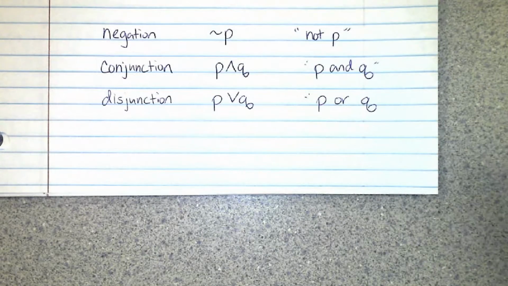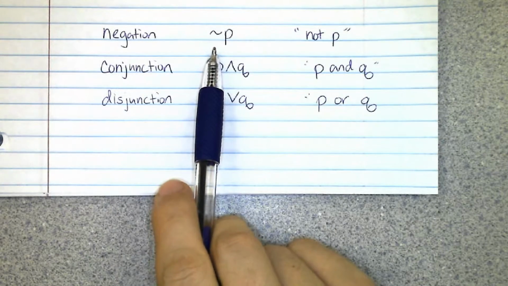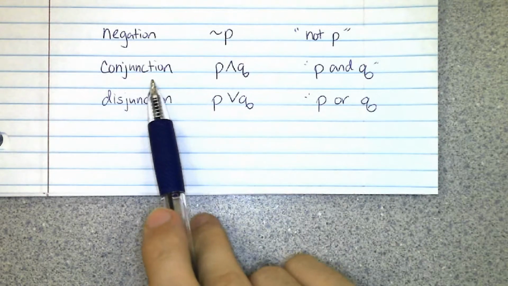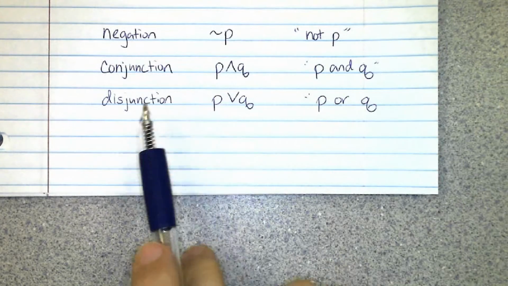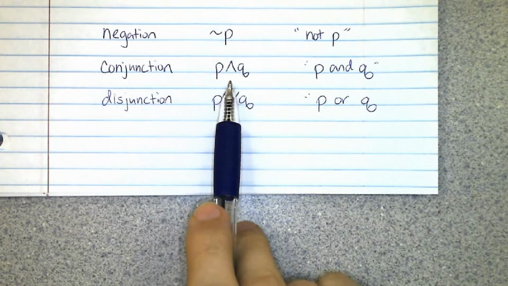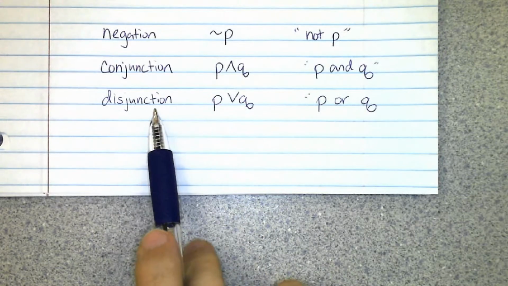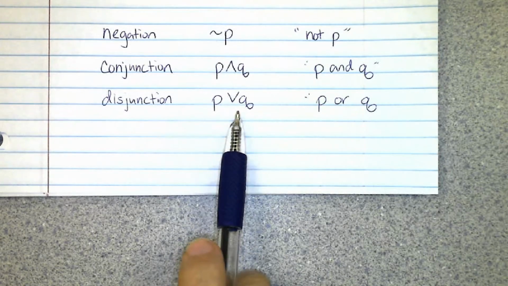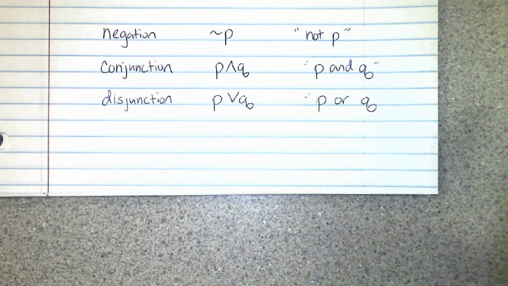Okay, so just to review, there's three main things we went over. Negation has a tilde in front of the letter, and we read that as not P. Conjunction looks like this, and we read this as P and Q. And in order for a conjunction to be true, both statements have to be true. Disjunction looks like this, and it's read P or Q. And in order for a disjunction to have a truth value of true, at least one statement has to be true. Alrighty, see you in class.